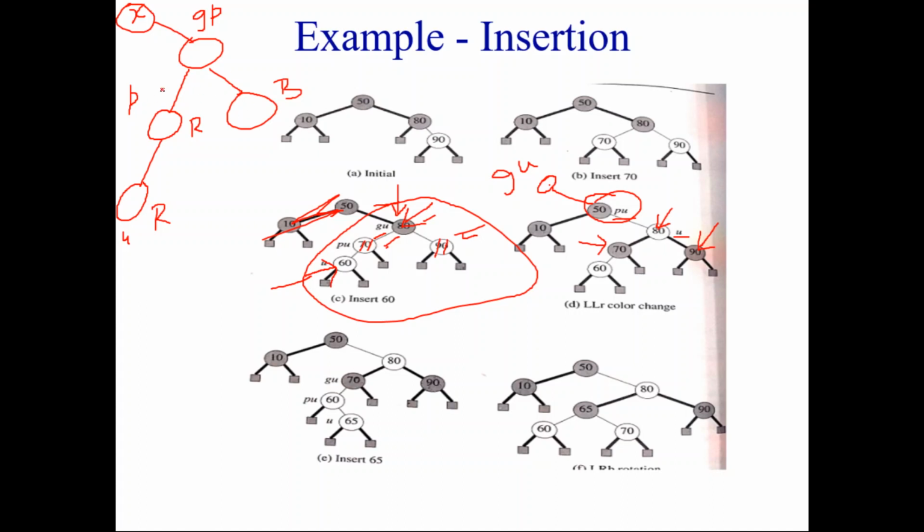Now what I'm trying to say is, when you perform the rotation, this node becomes the root of the subtree. So after rotation it will become something like this. P will be here, and U will be here. This is the new node U. And GP will be here. Now U is red color. We cannot change this color, because it's a leaf node, a new node should be red in color.